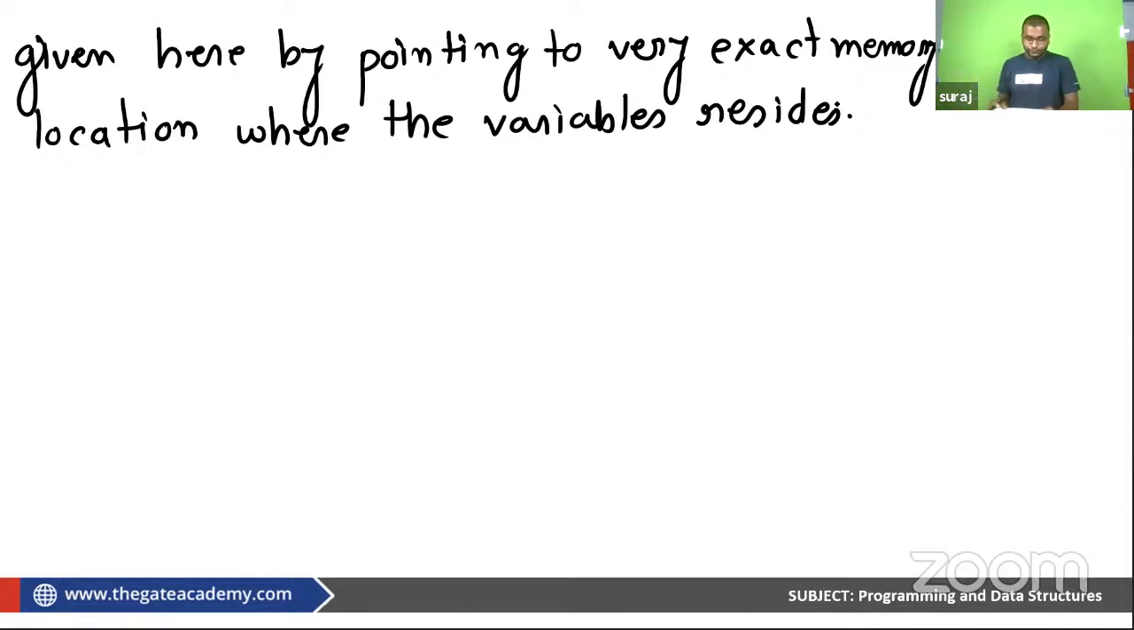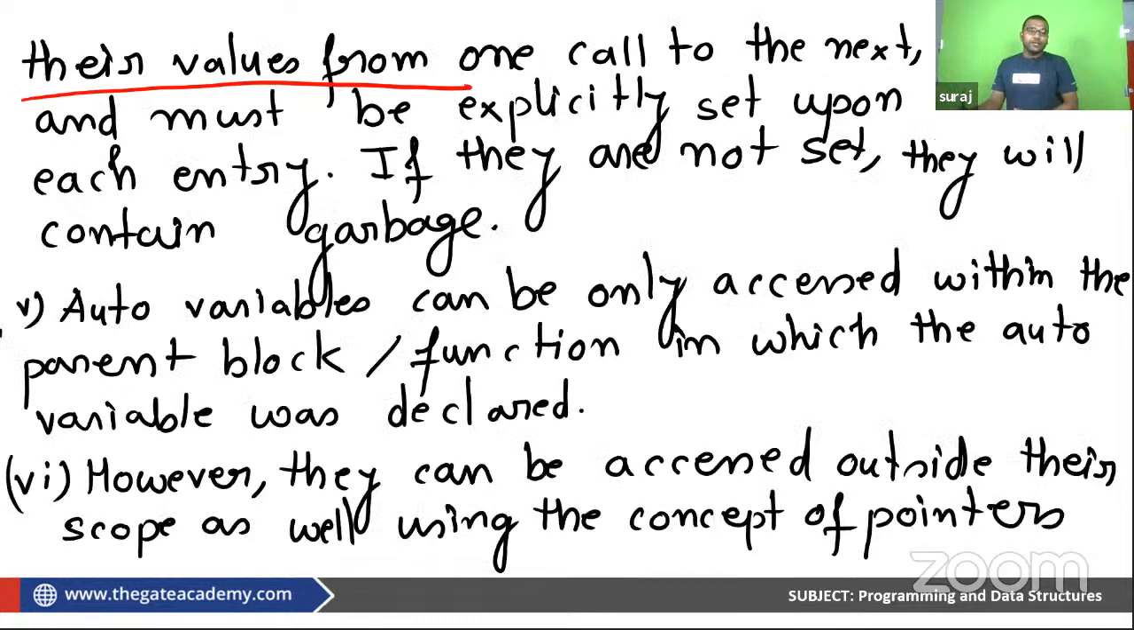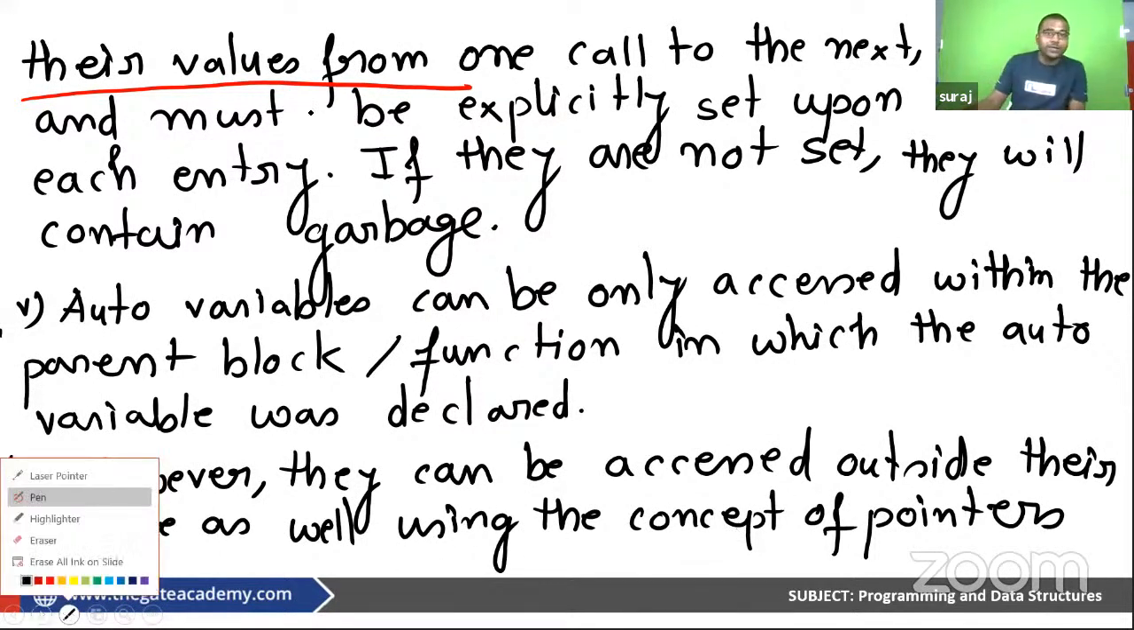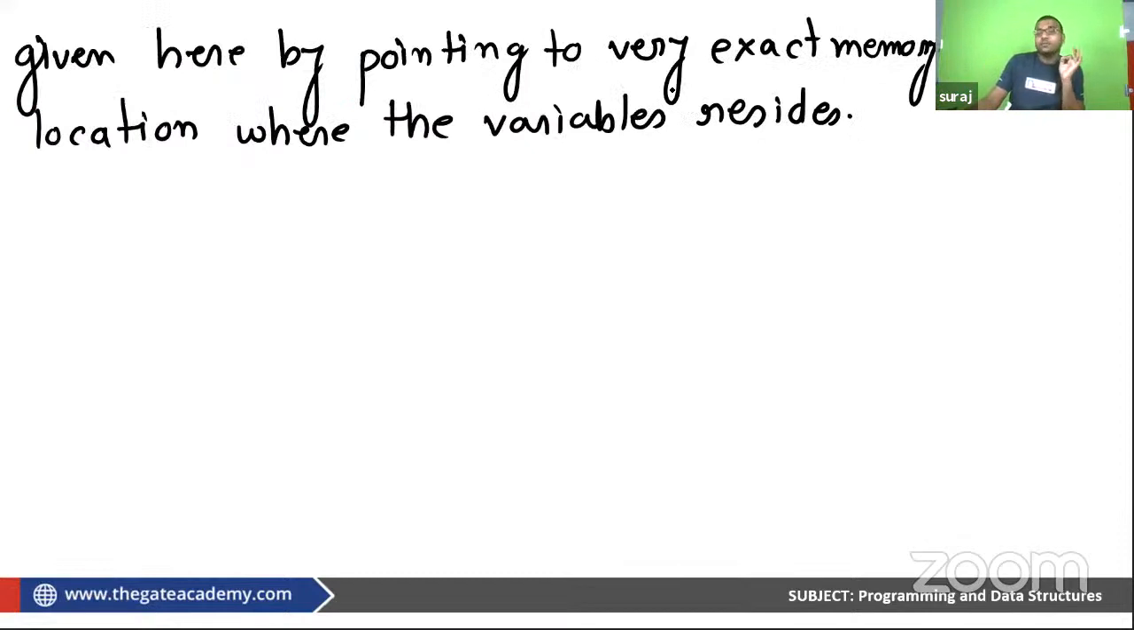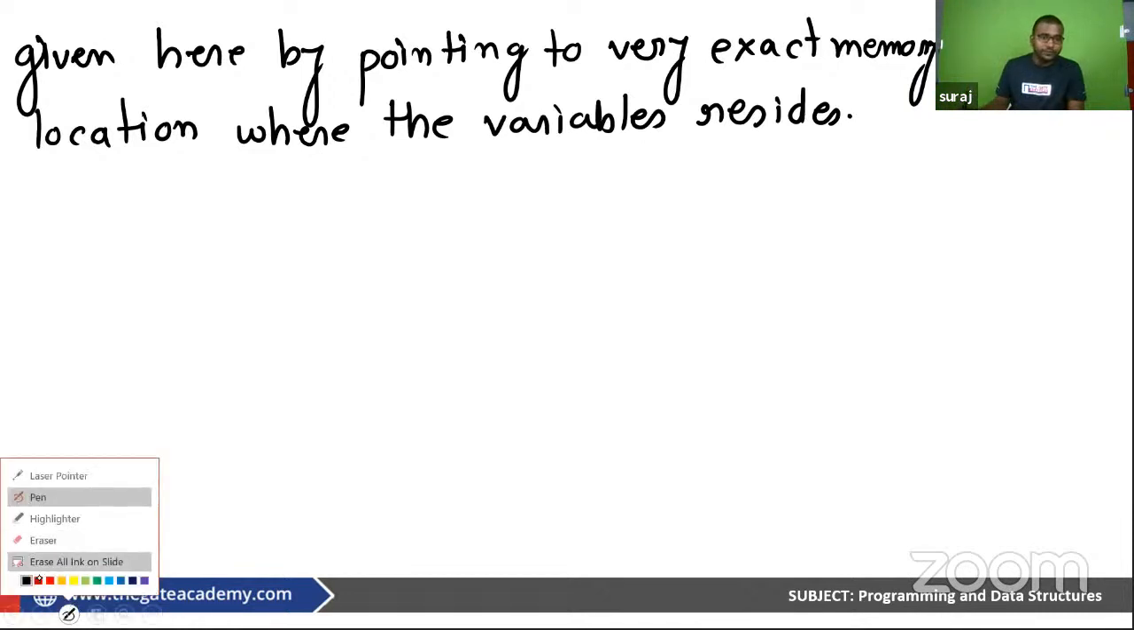Understood now? So your auto class is over. You have seen the auto class. Anyone having any doubt, then you can ask me. So the last thing we have seen is that an auto variable can be accessed outside the scope as well, using the concept of pointer, by giving the very exact memory location. So if we give the exact memory location of that local variable, that is also called an auto variable, then we can use it outside the scope. So it's a tricky question.